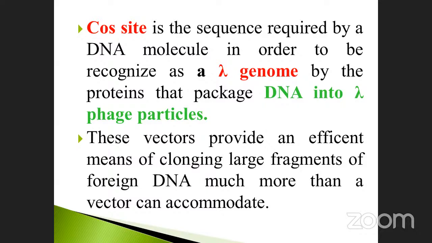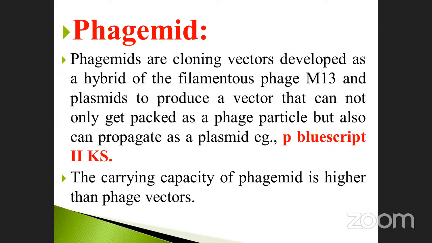These vectors provide an efficient means of cloning large fragments of foreign DNA. That means very large fragments, 100, 200, 1000, whatever it may be. How much is possible? That can be accepted by the DNA molecule, and such fragments are easily accommodated by the vector. Such a site is called the cos site, from the lambda genome, known for cosmids. And phagemids, which we already have in our lab, are a combination of the two.